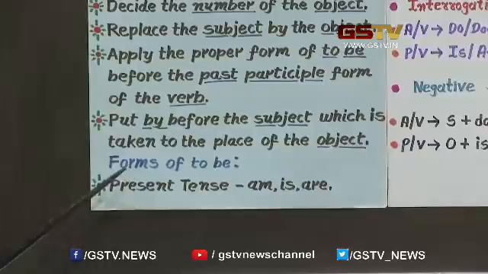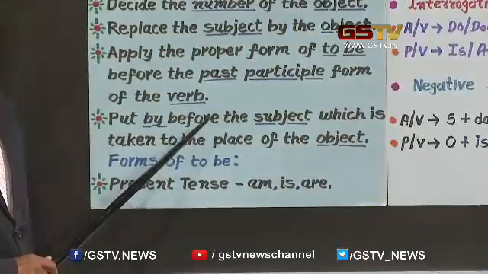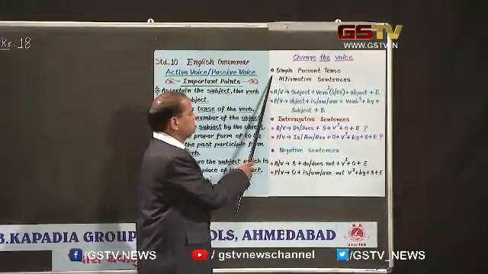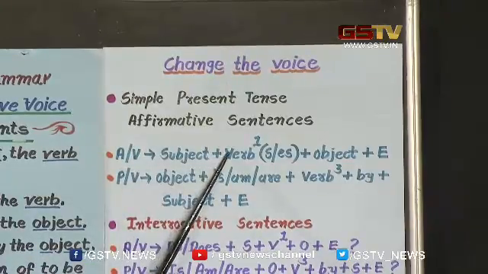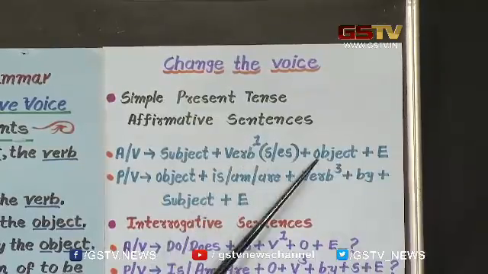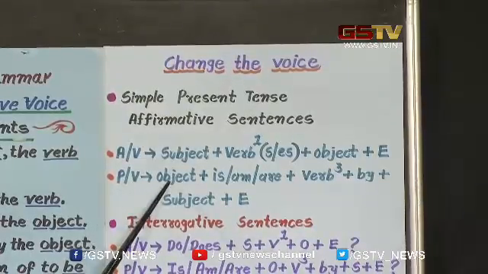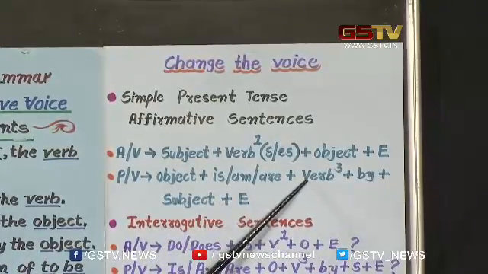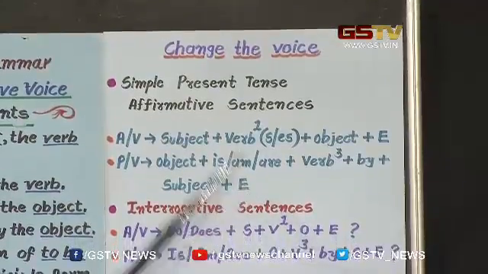Forms of to be: in present tense am, is, are, and in past tense was, were, and the past participle of to be is been. Suppose you are going to change any sentence that is in simple present tense, you should keep these things in your mind. First of all, subject plus verb one, that means the first form of the verb, object and extra word. To move to passive voice, first of all the object is taken, then the proper form of to be is taken before the past participle of the verb, then by and the subject, and finally the extra word.